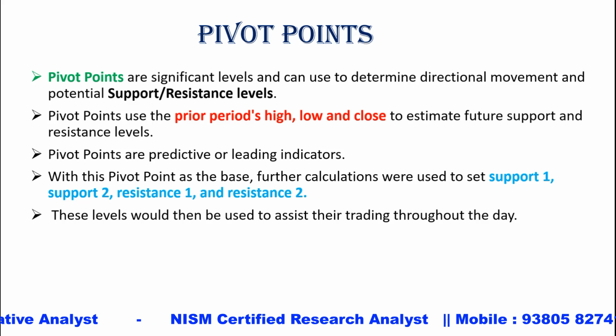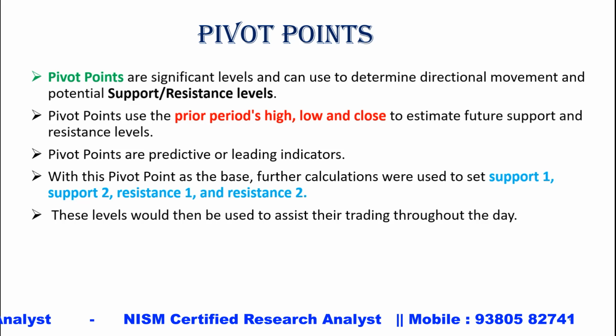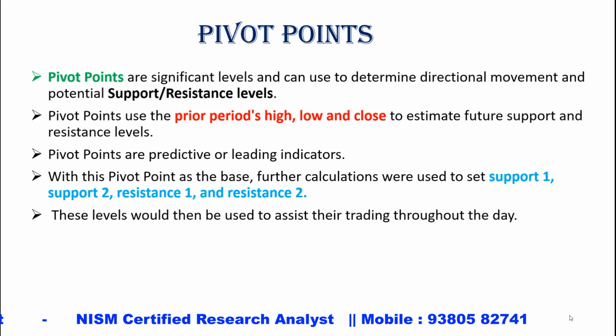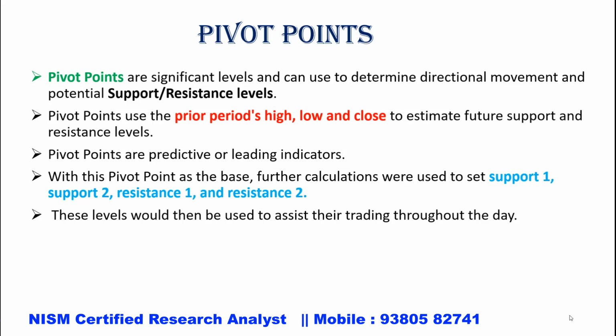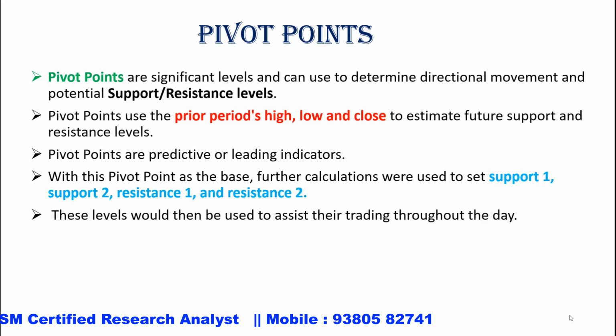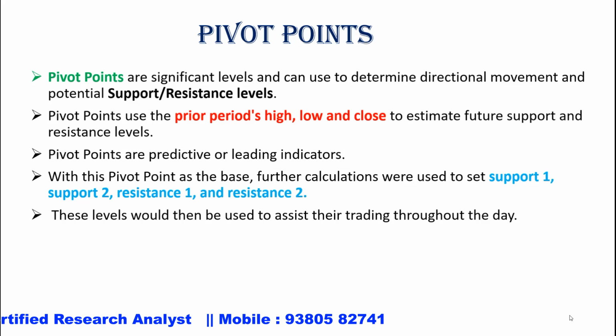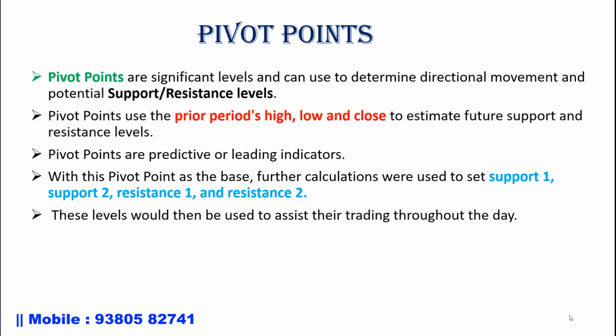Pivot points are significant levels and can be used to determine the directional movement and potential support and resistance levels. Okay. Pivot points use the prior period's high, low and close to estimate future support and resistance levels. That is, if you are in a particular trade, to identify where the next resistance is, or if you are in a short trade, where the next support is. If you use the pivot points, it will be easy for us to analyze the support and resistance levels.